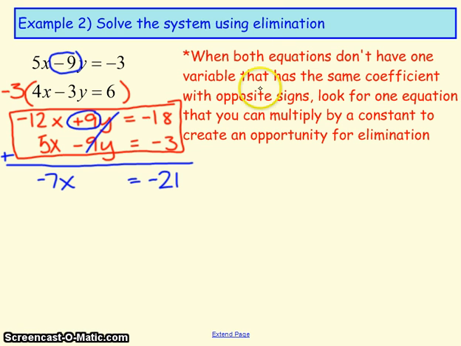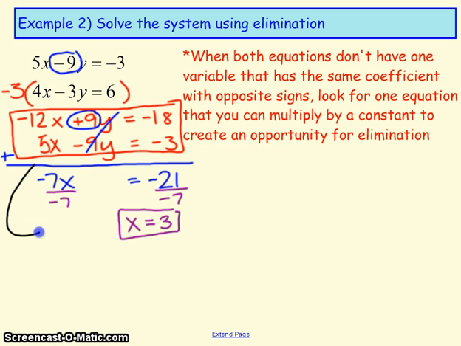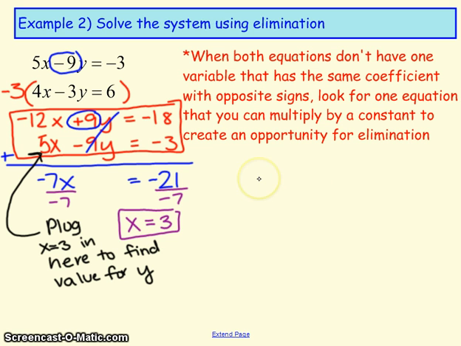This gives me an equation that's easy to solve just by dividing by negative 7, and I get that x equals positive 3. Now that x equals positive 3, I want to plug that back into one of my original equations. So I think I'm going to use this equation to plug back in. I could have used the other one, just my choice. So I'm going to do that right over here.